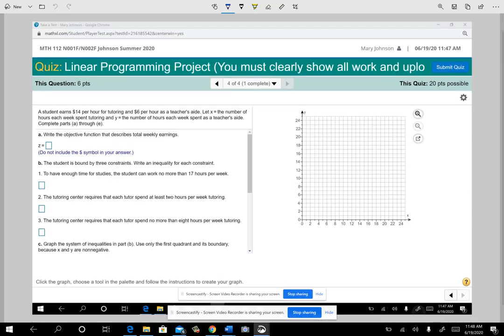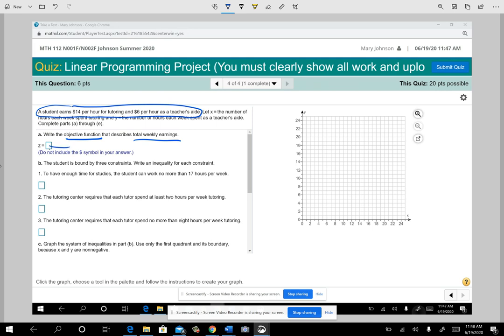Okay, so let me help you a little bit with getting the setup of this first part, and then I'm going to leave the rest of it to you, okay? So the objective function is kind of the question you're trying to answer. It says the student earns this much for tutoring and this much for being a teacher's aide. You're going to let X be the number of hours spent tutoring and Y be the number spent teaching. And it says we want the objective function to represent the student's total weekly earnings. So that just comes from that first sentence. That's where the objective function comes from.